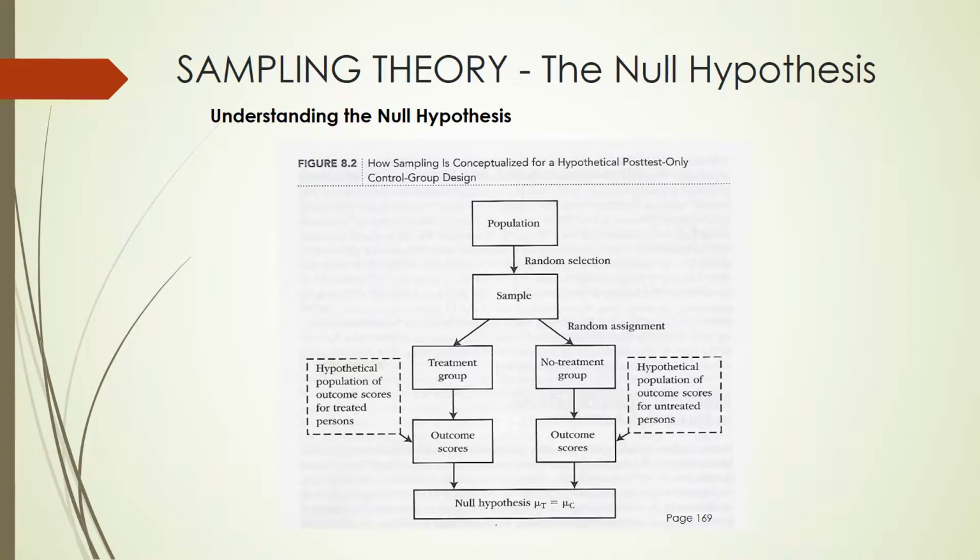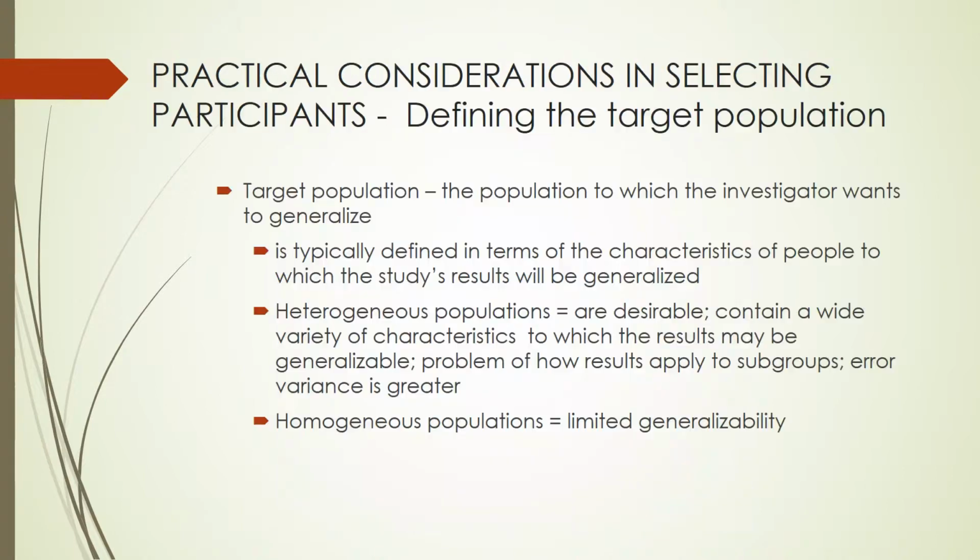This does not mean the null is false. It means that the obtained results would be very unusual if the null had been true. By deciding to reject the null and accepting the alternative, the researcher is making an inference about the population of observations based on the sample scores.